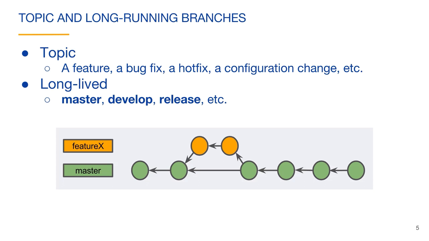In this example, the feature X branch is a topic branch. 2 commits were needed to create the feature, and then the feature was merged into the master branch.